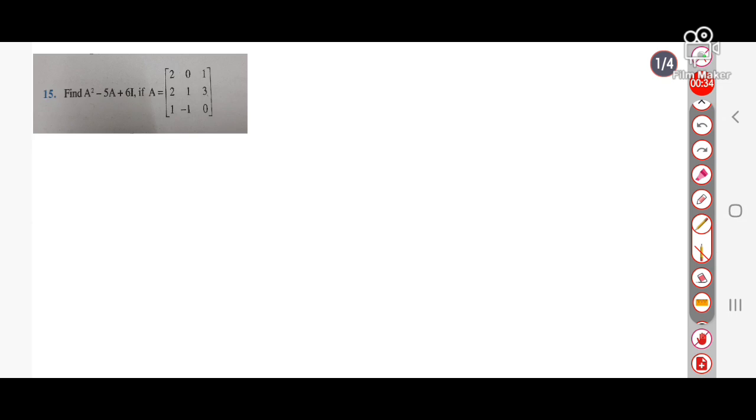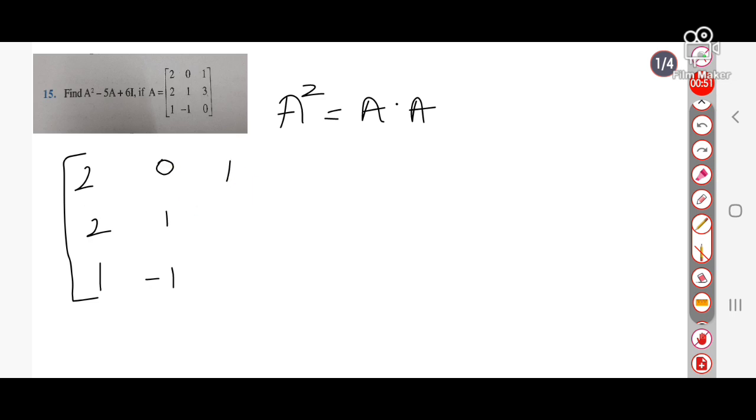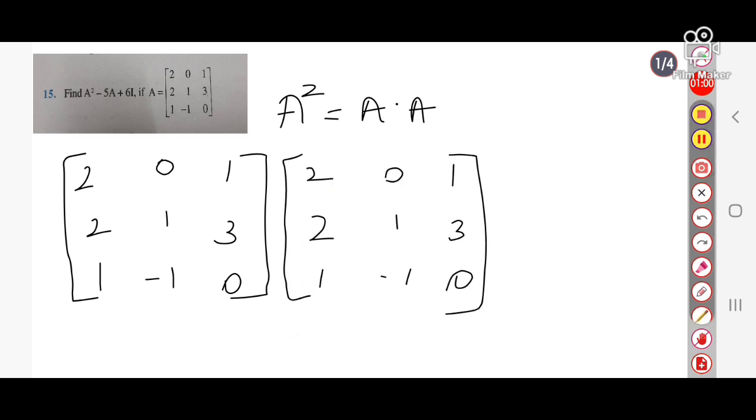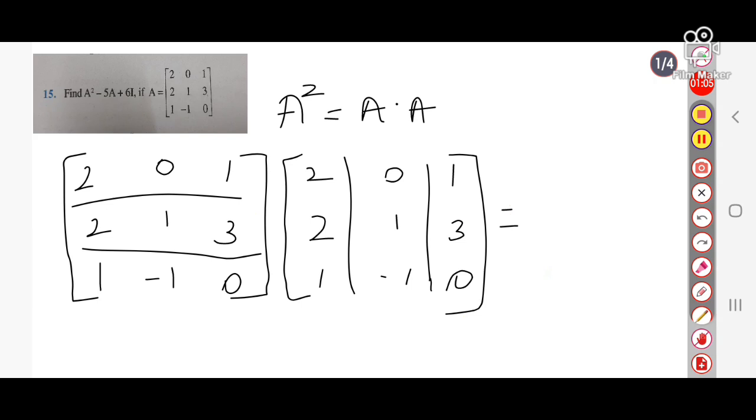So the first step which we are going to do is find the value of A squared, that is nothing but A dot A. So we multiply the 3 by 3 matrix by itself to find the value of A squared, using the general multiplication to yield the product. That will be the value of A squared that is asked in the expression.